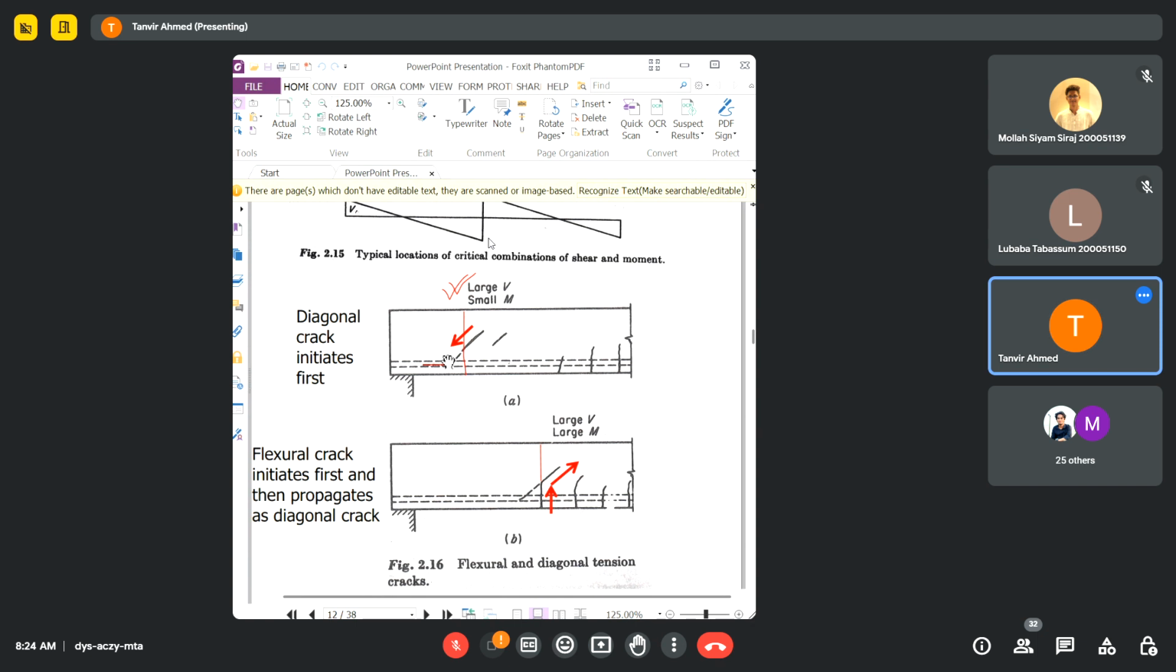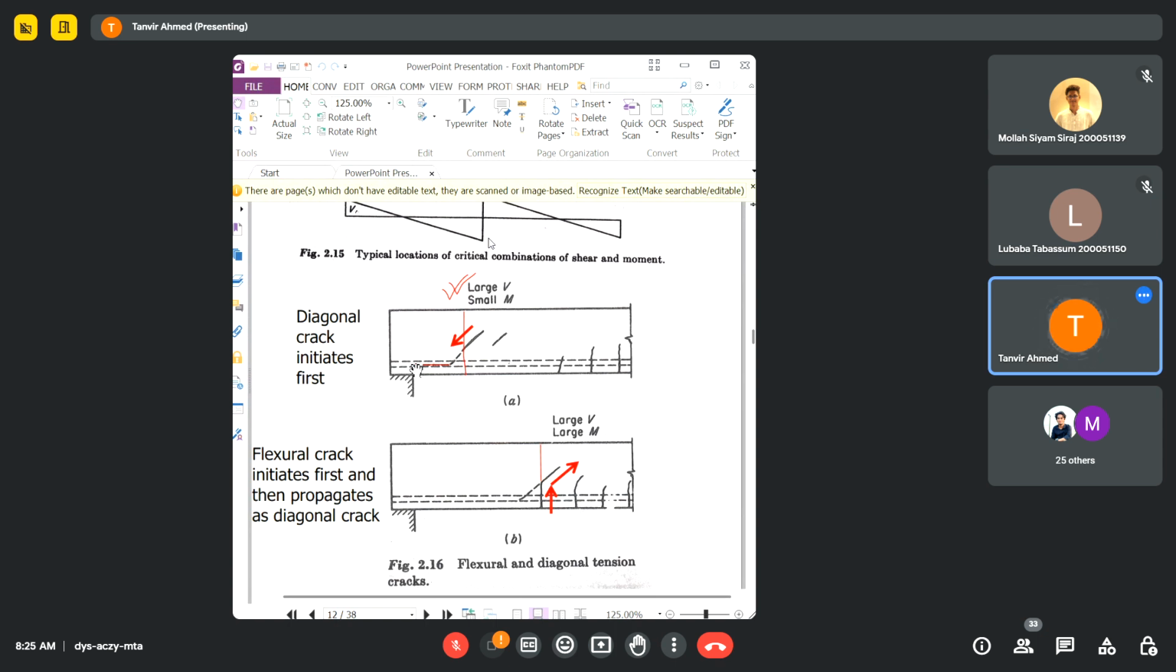So this longitudinal reinforcement will give a property to the beam which we call dowel action, and this dowel action will allow the crack to move in parallel to the longitudinal reinforcement. So this is in a way good for the shear, good for the shear resistance.